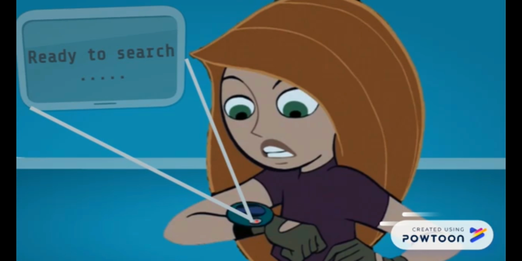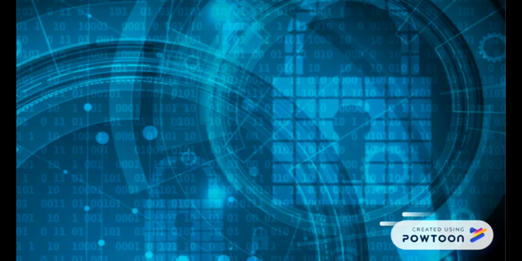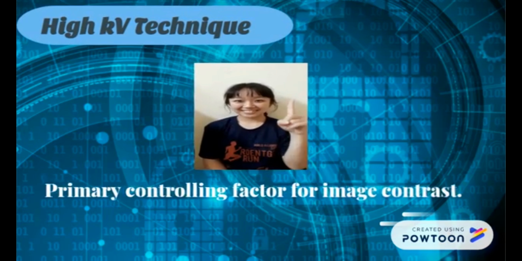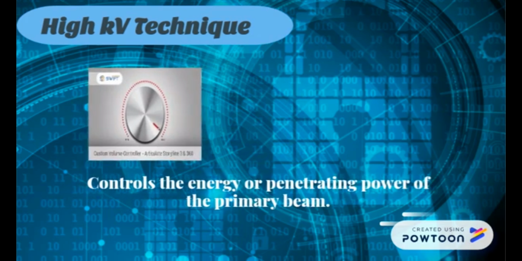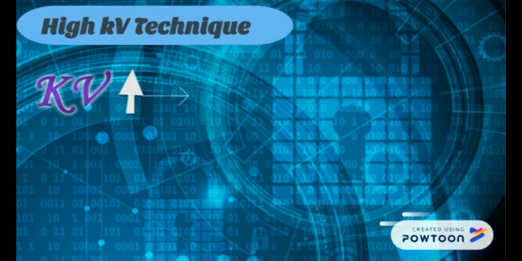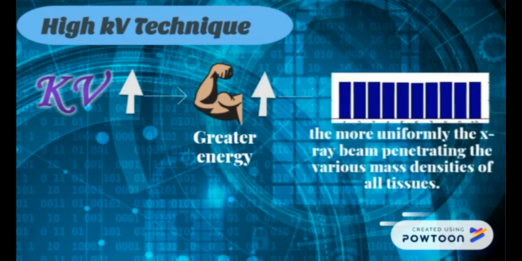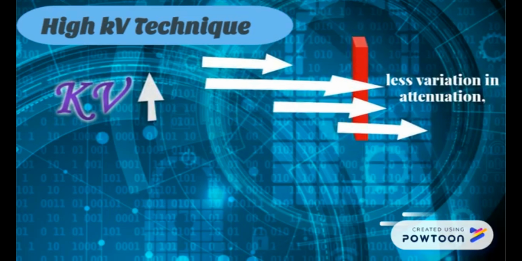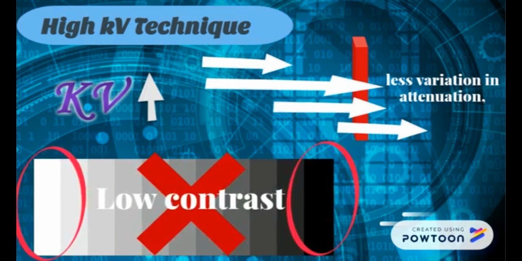Ready to search. High KV technique detected. High KV technique is the primary controlling factor for image contrast. It controls the energy or penetrating power of the primary beam. The higher the KV, the greater the energy, the more uniformly the X-ray beam penetrates the various mass densities of all tissue. The higher the KV, less variation in attenuation, therefore low contrast.